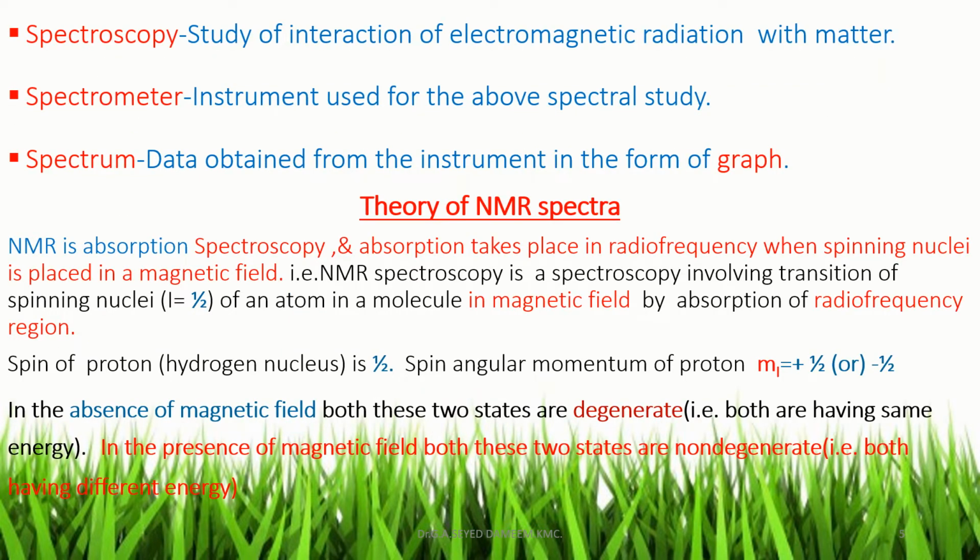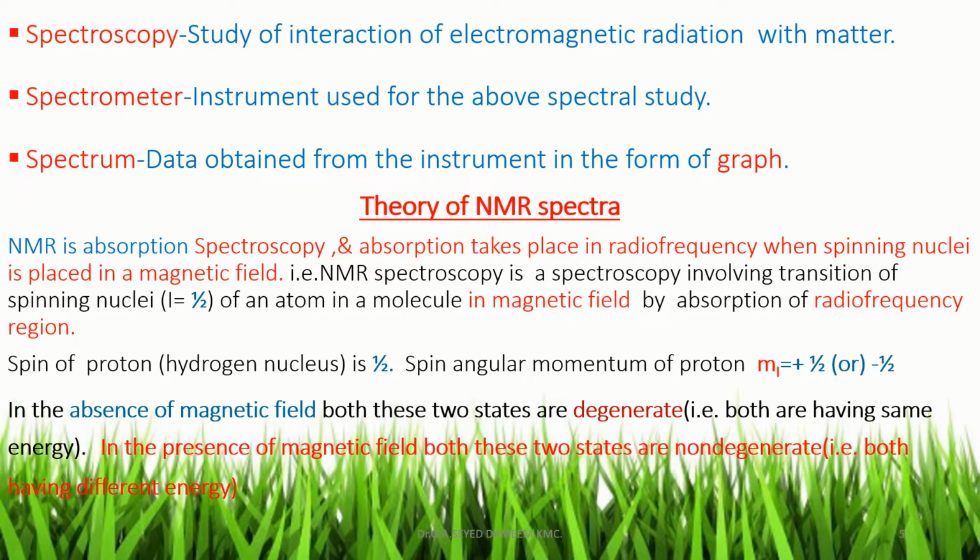Now, spectroscopy means the study of interaction of electromagnetic radiation with matter. Spectrometer means the instrument used for the above spectroscopy study. And spectrum means the data obtained from the instrument in the form of a graph. That is the output of the instrument, in the form of a graph, and that is called a spectrum. The output obtained from an NMR spectrometer is called an NMR spectrum.